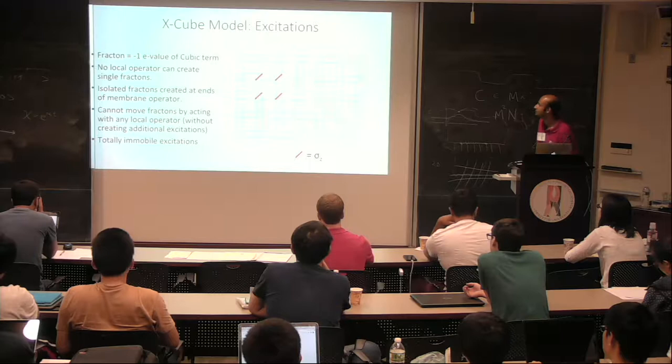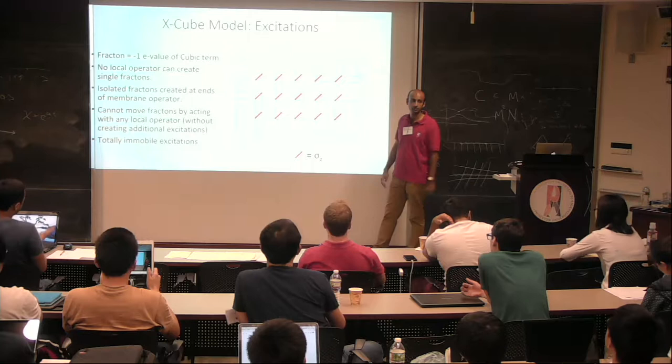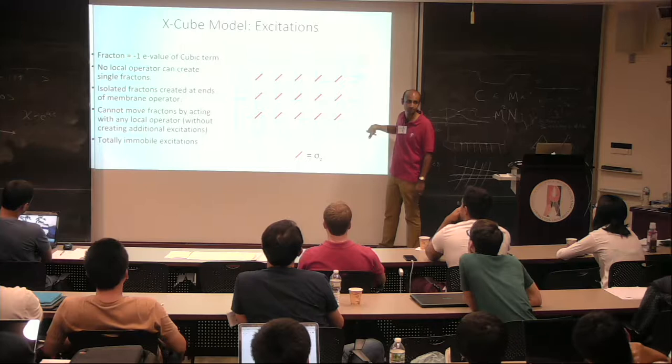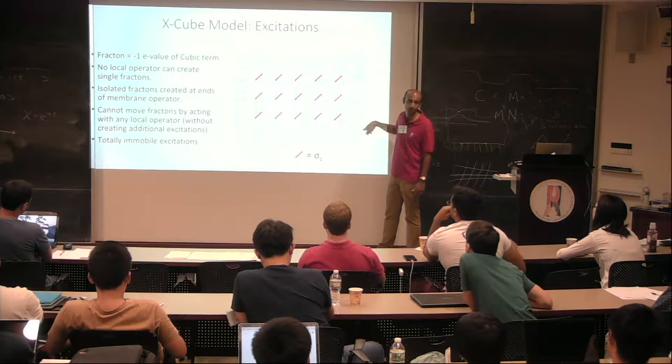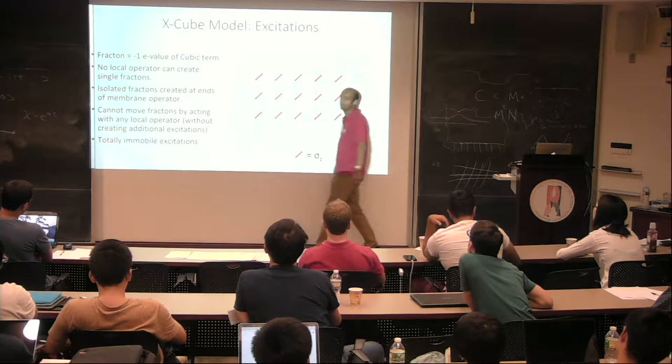So now I've acted with this membrane of sigma Z's. I have unhappy cubes at the four corners. And these unhappy cubes I'll call my elementary excitations. How do I move these? Well, I could act with sigma Z here, but that would make this cube happy again. But now it would create three unhappy cubes, right? So it will create additional excitations. There is no local operator which can move a single one of these excitations without creating additional excitations. The only way to do it is to expand or contract this whole membrane, and that's a very non-local operation.